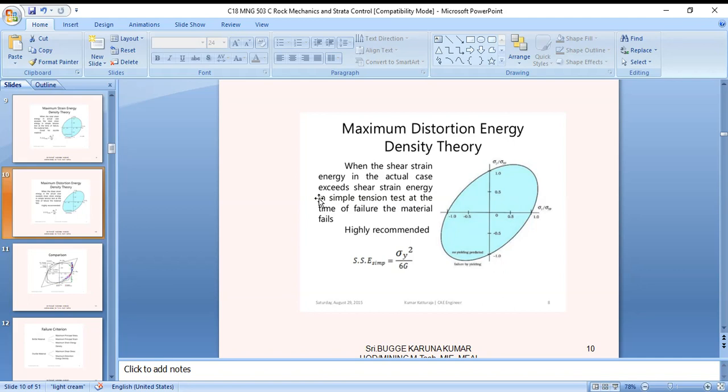Then the maximum distortion energy density theory: when the shear strain energy in the actual case exceeds the shear strain energy in a simple tension test at the time of failure, the material fails. It is highly recommended. The value is sigma y square by 6G. This is the maximum distortion energy density theory.